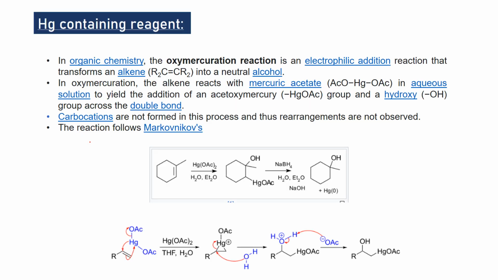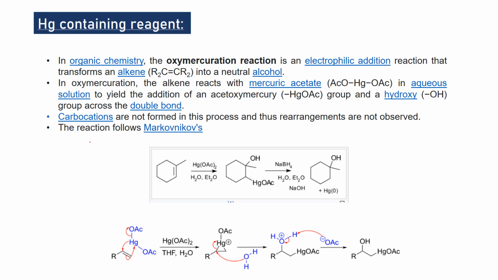Let's go to the next question. The next topic is based on reagents containing mercury. So in organic chemistry, the oxymercuration reaction is an electrophilic addition reaction that transforms an alkene into a neutral alcohol. In the oxymercuration reaction, the alkene reacts with mercuric acetate in aqueous solution to yield the addition of an acetoxymercury group and a hydroxy group across the double bond.